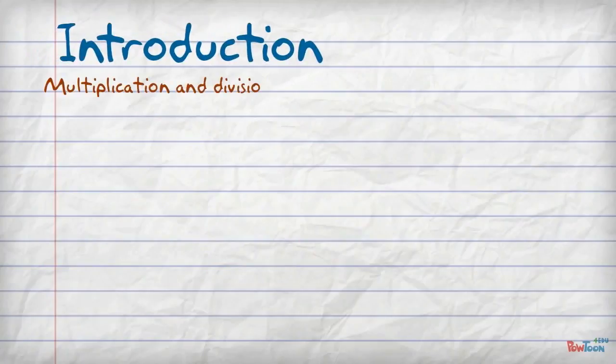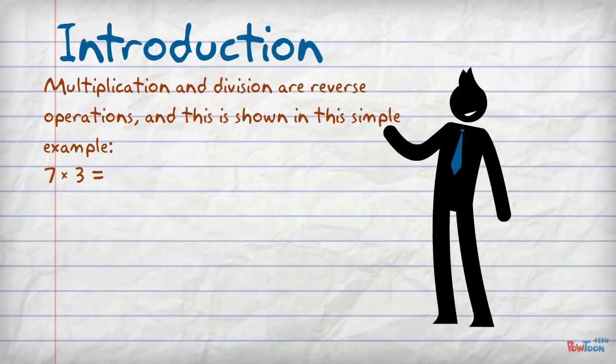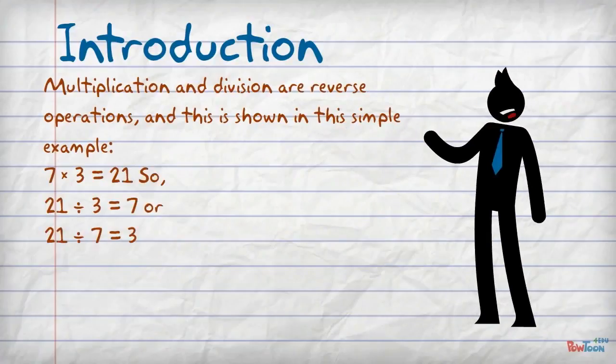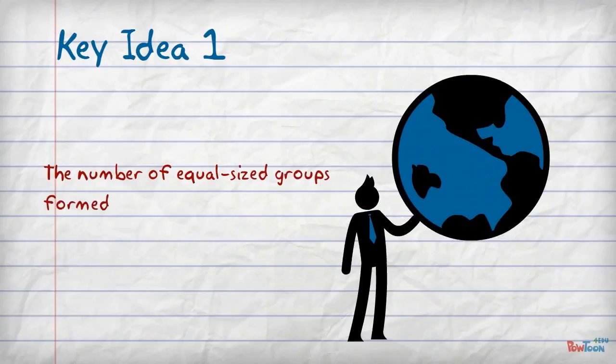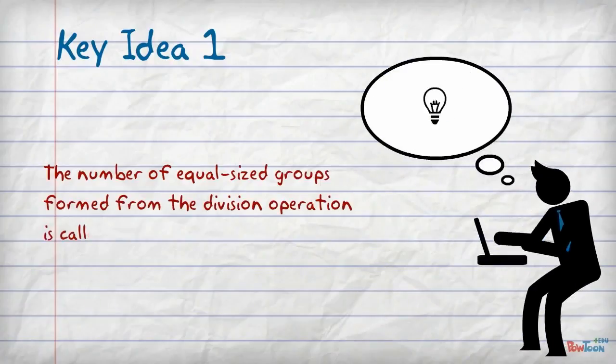Multiplication and division are reverse operations, and this is shown in this simple example. 7 times 3 equals 21, so 21 divided by 3 equals 7, or 21 divided by 7 equals 3. The number of equal sized groups formed from the division operation is called the quotient.